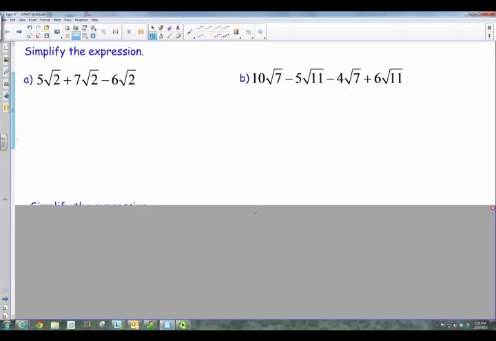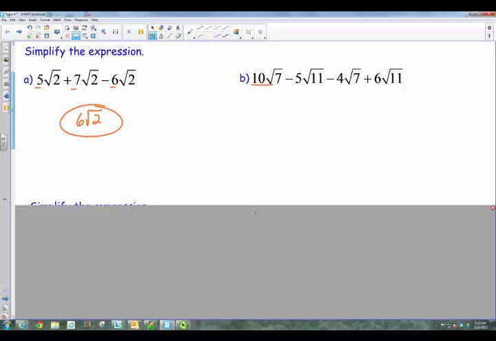So this first example, I've got 5 square roots of 2 plus 7 square roots of 2 minus 6 square roots of 2. This right here is your radicand, and they're all the same. So since they're all the same, I can add them all together. What I'm going to do is take the coefficients, same type of idea here. So I've got 5 plus 7 minus 6. And that gives you, well, 5 plus 7 is 12, minus 6 is 6. You've got 6 square roots of 2, and there's your final answer.